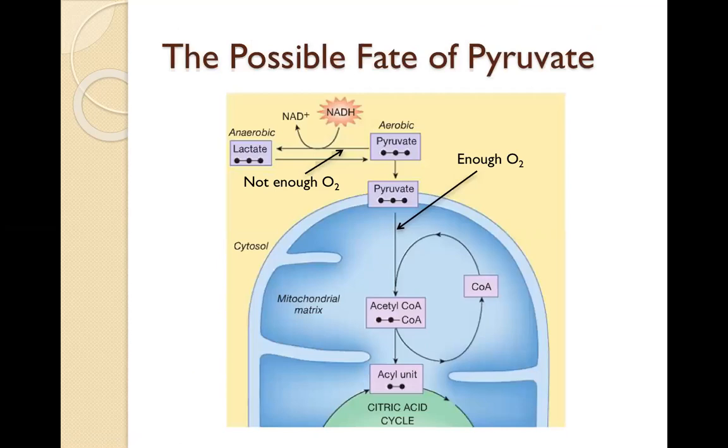So here are the possible fates of pyruvate. It went through glycolysis, you made pyruvate. If there's enough oxygen, pyruvate gets brought over to the mitochondria. It goes through the citric acid cycle and goes through the electron transport chain. If there's not enough oxygen, the pyruvate gets converted to lactate via anaerobic respiration.